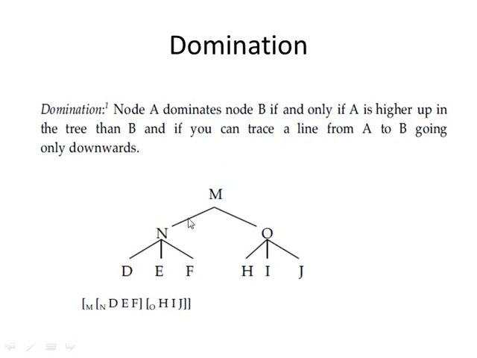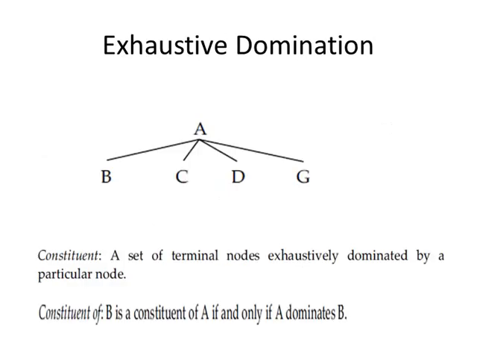Okay, so like this one, M dominates N, O, D, E, F, H, I, J, because M is higher than N, for example. Okay, so if we have a look at this bracketed diagram, diagram yang menggunakan kurung, ya. Misalnya di sini kita lihat M dominates all here. Jadi kita lihat dominasinya seperti ini, ya. So this is what we call domination.